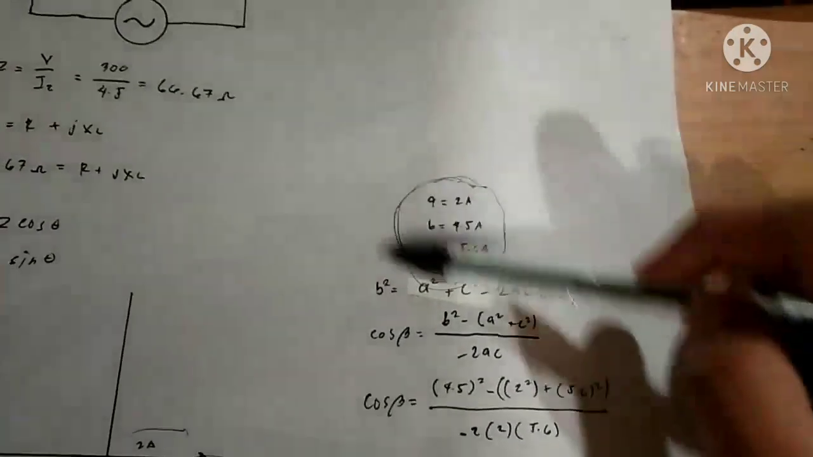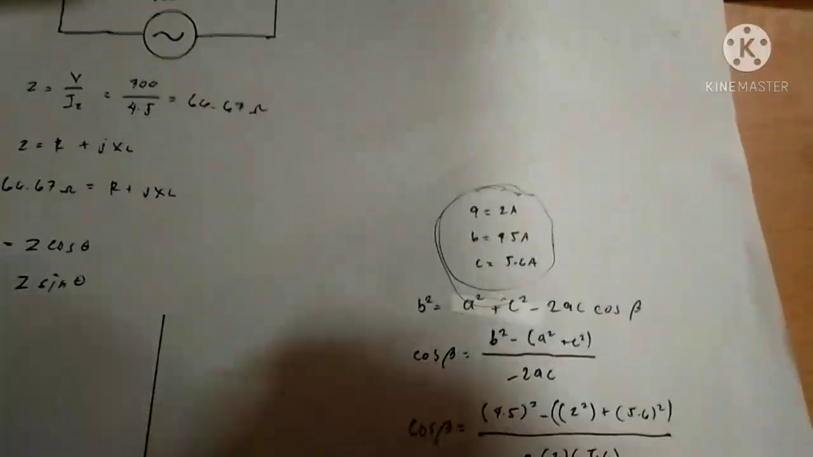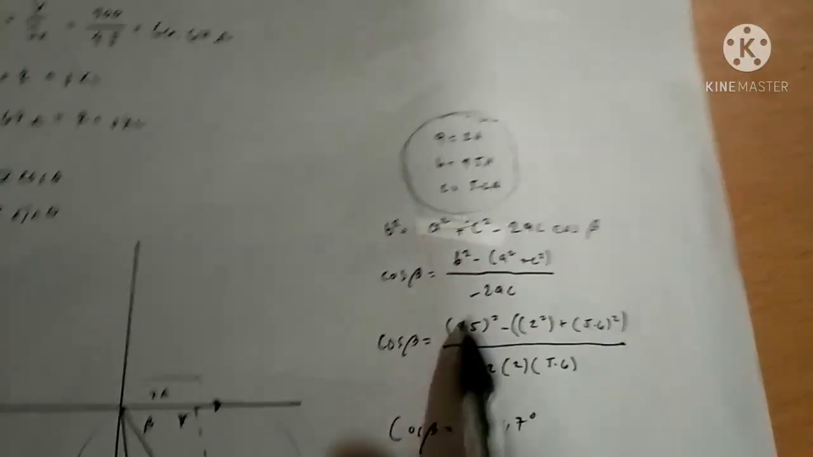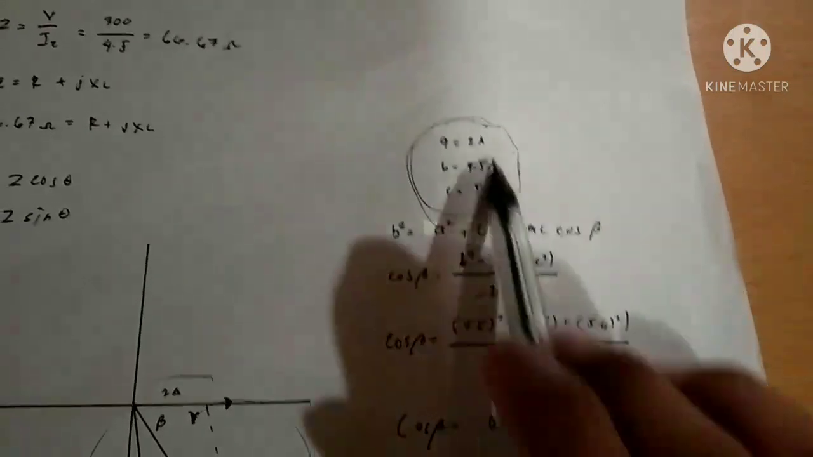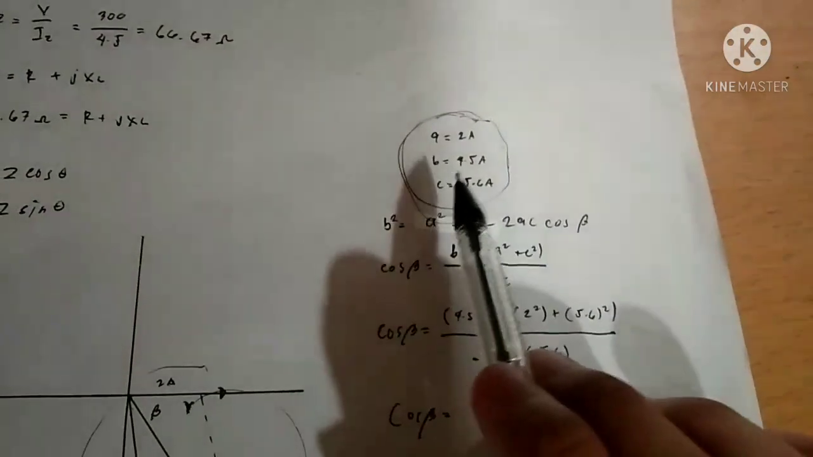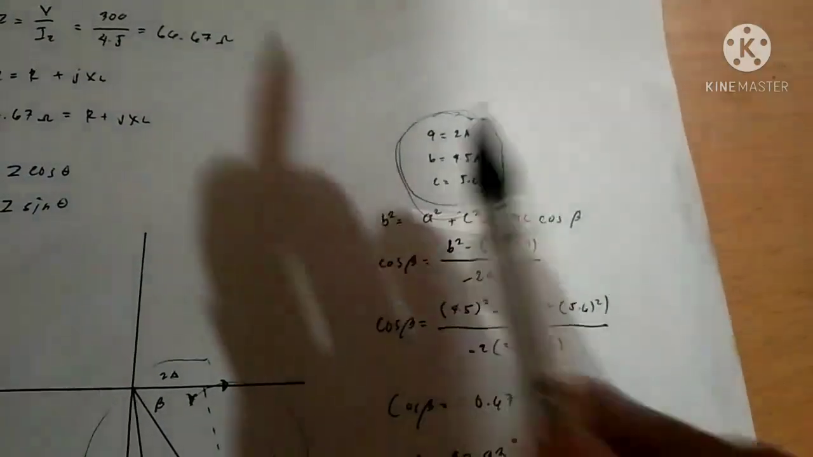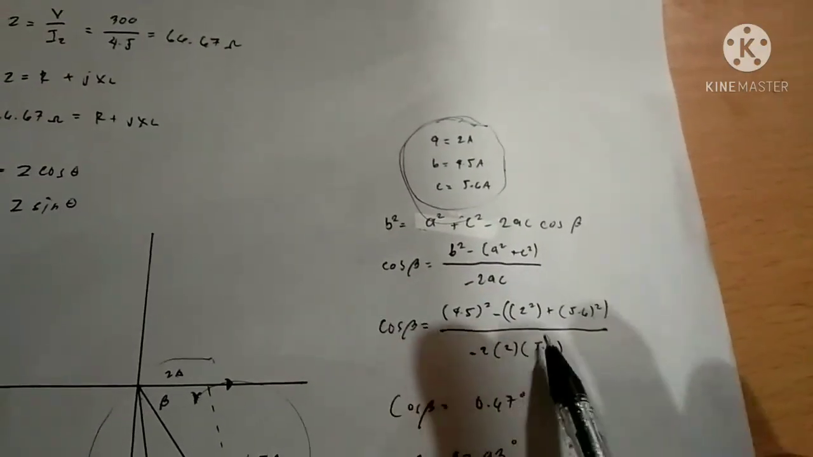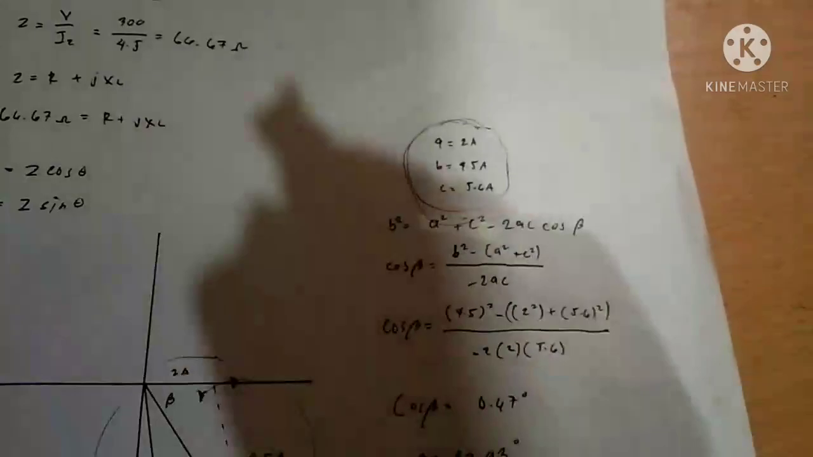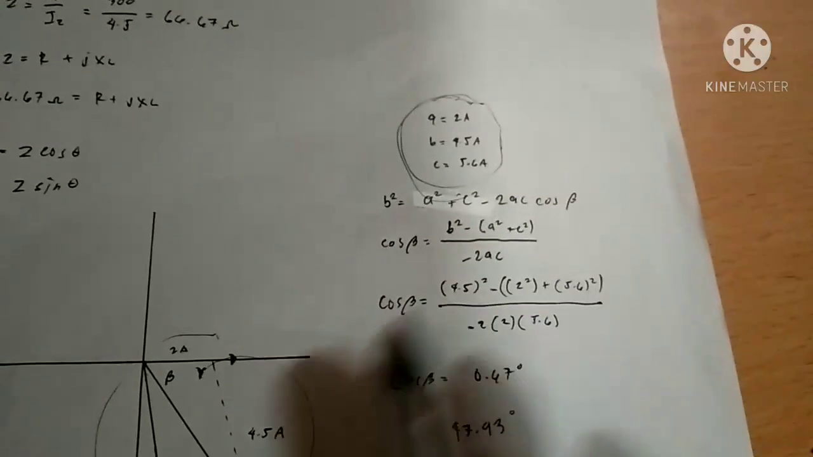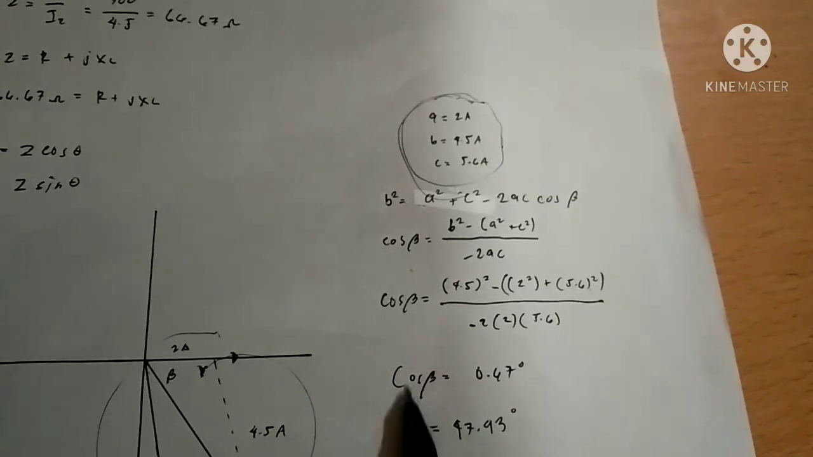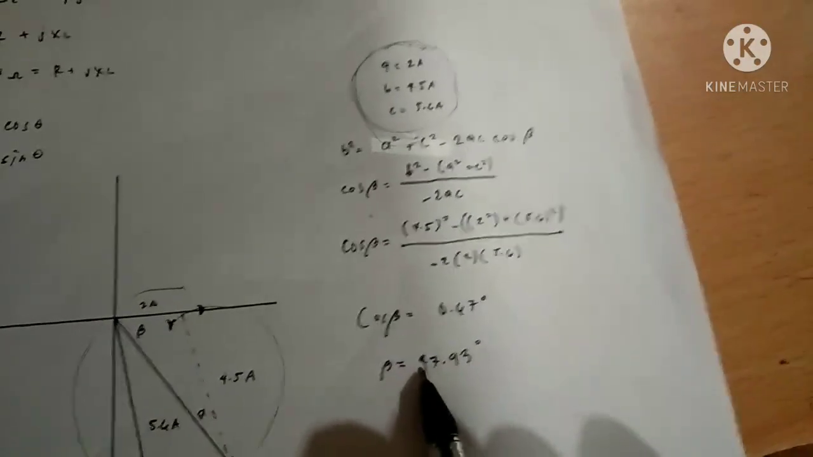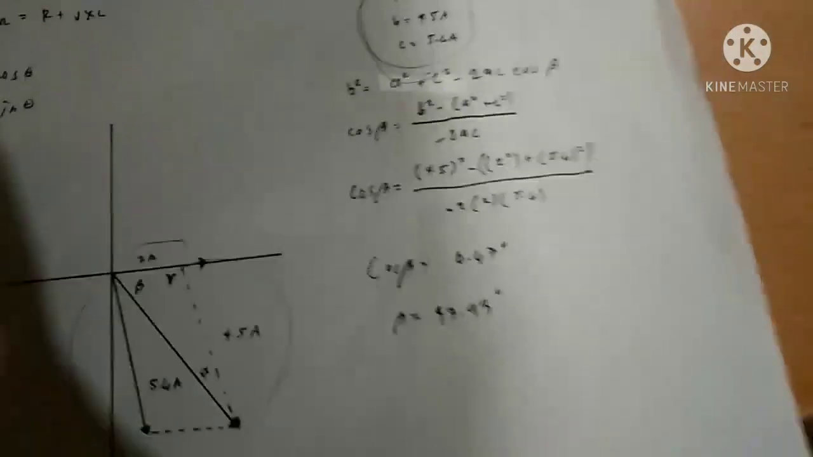And we have all the values for A, B, and C, so we can substitute. So our B is 4.5 squared minus 2 squared because our A is 2, and 5.6 squared because our C is 5.6, over negative 2 times 2 times 5.6 because that's negative 2AC. So if you calculate that using your calculator, you'll come up with cos beta equivalent to 0.67, or the beta would be equivalent to 47.93 degrees there.